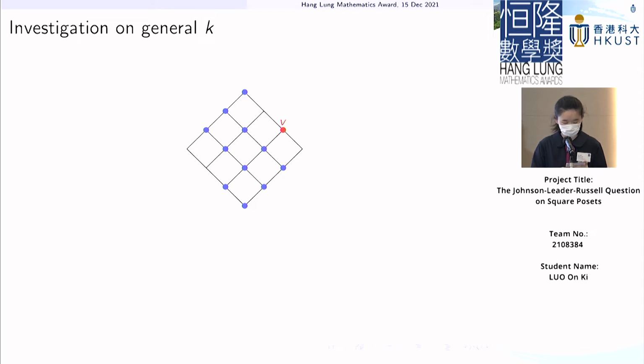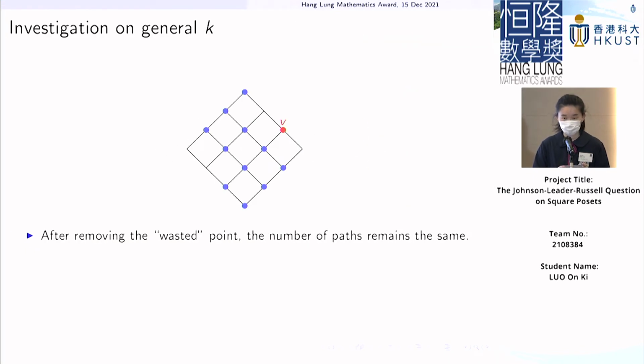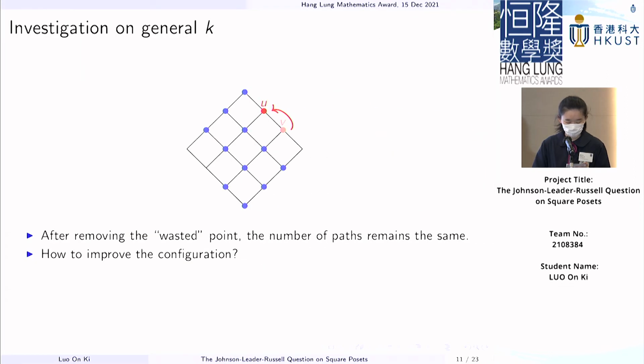Consider the red point V, and notice that it's not connected to any of the paths, so it's wasted. Hence, removing any wasted point will not affect the number of paths. So now the question is, how can we improve the configuration? For example, if we move the point from V to U, now it's not wasted anymore as it connects to some path.